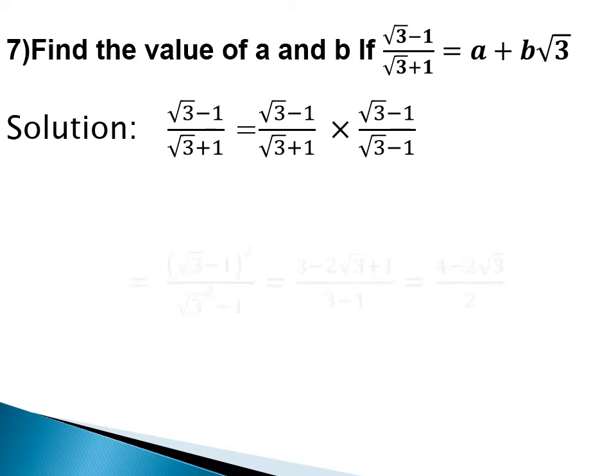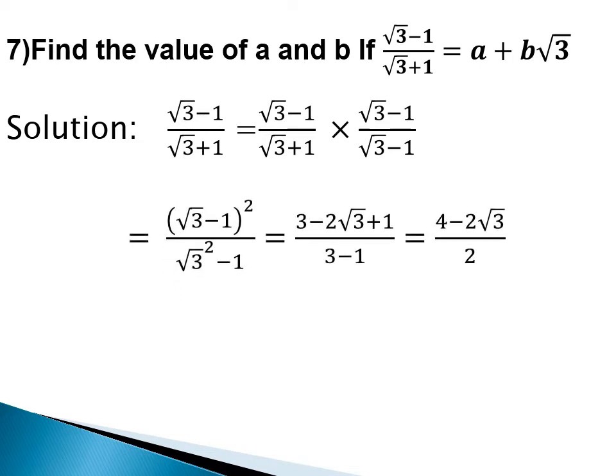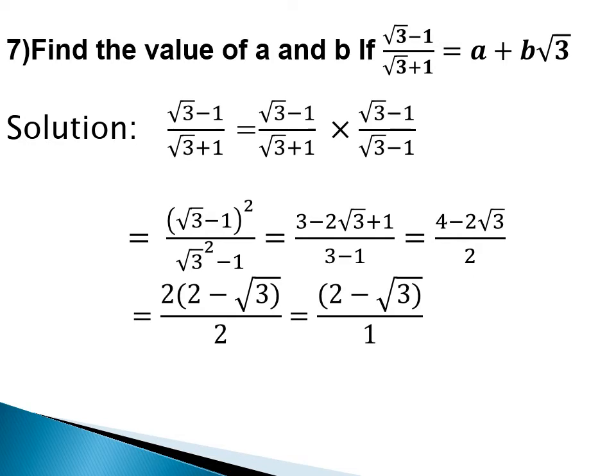Now if you consider the numerator compared to the previous question, you can easily say that it is the (a minus b) whole square form. So (root 3 minus 1) whole square. The denominator is the a square minus b square form, and when you expand it, you will get (4 minus 2 root 3) by 2. Now we got (4 minus 2 root 3) by 2, and again we can take the common number 2 out. So 2 will get cancelled. Again your simplified answer is (2 minus root 3) by 1.